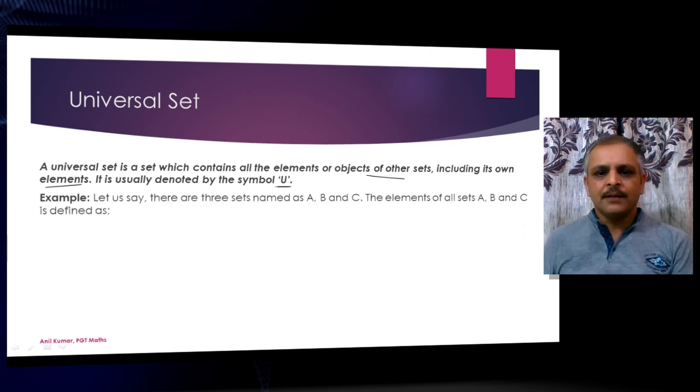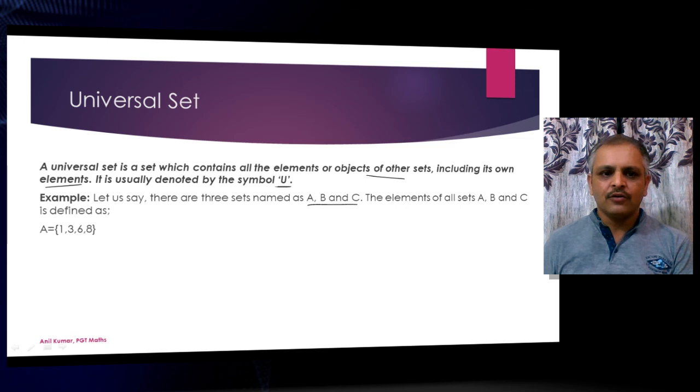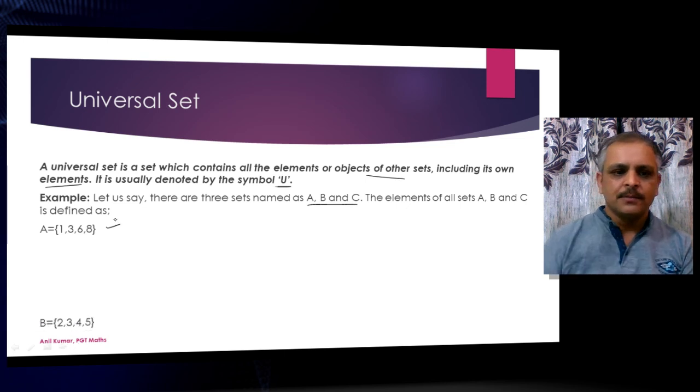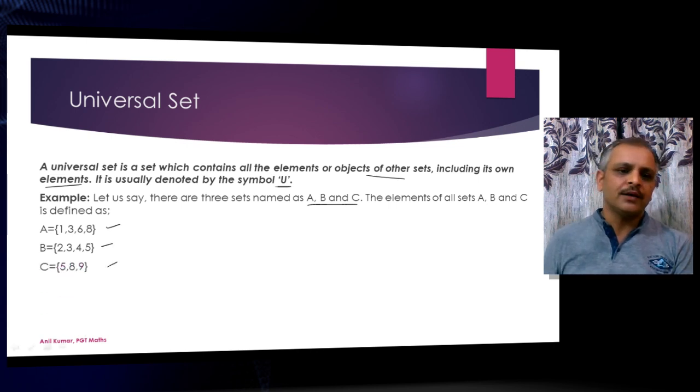So let's take an example. We have three sets named A, B and C. The elements of A, B, C are defined as, so A is 1, 3, 6, 8. B is 2, 3, 4, 5. C is 5, 8, 9. And we are supposed to write the universal set for these three sets.